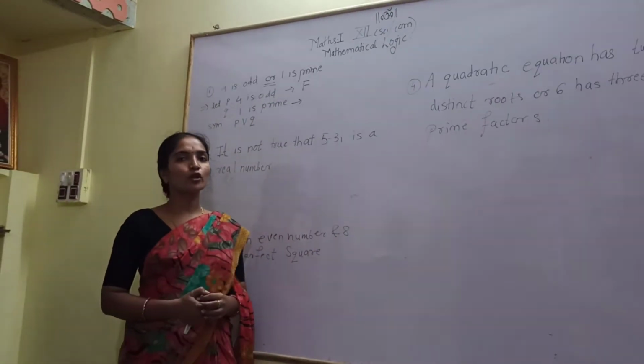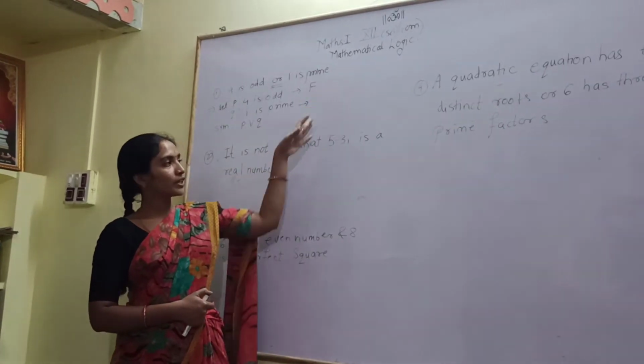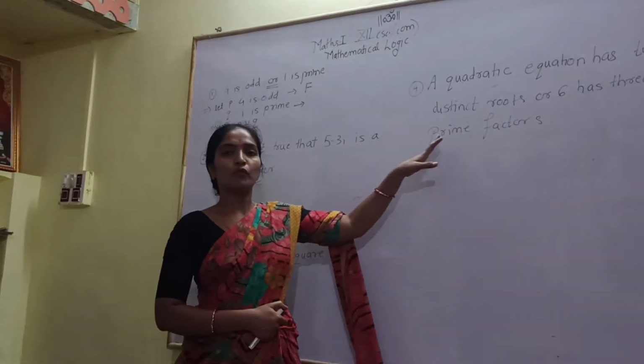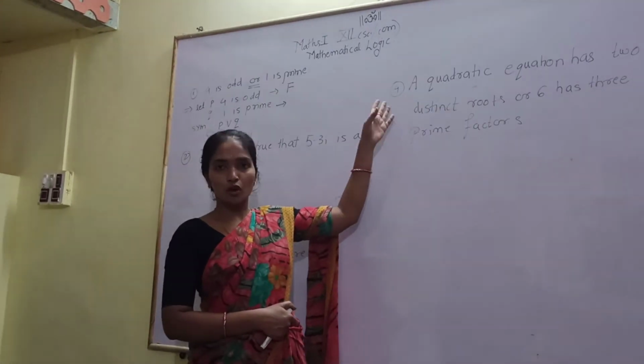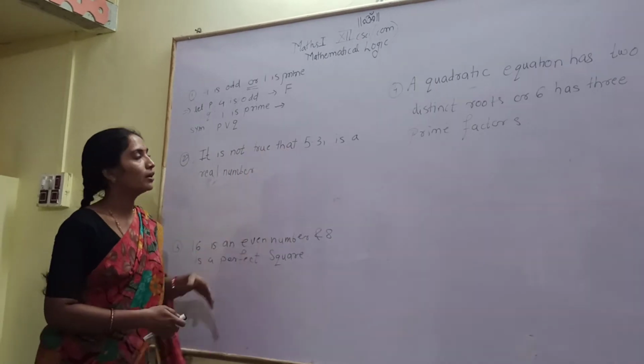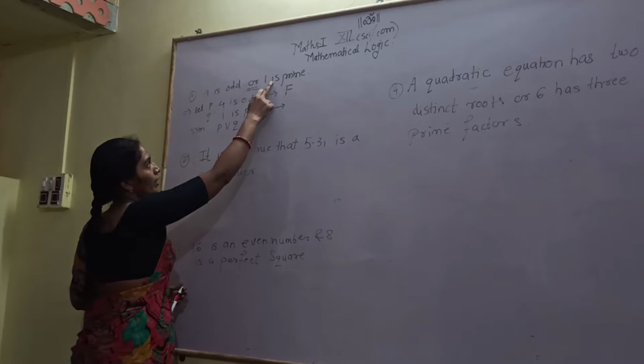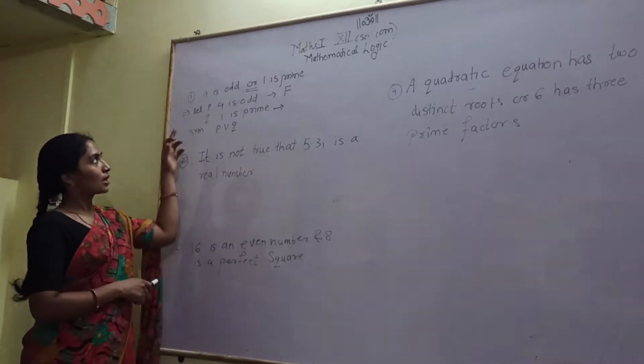In this video, we are going to see examples based on mathematical logic. Here, we state some statements and we want to judge the truth values of these statements. Okay, we want to see the truth values of the given statements. Here, the first example is: 4 is odd or 1 is prime. This is a compound statement.